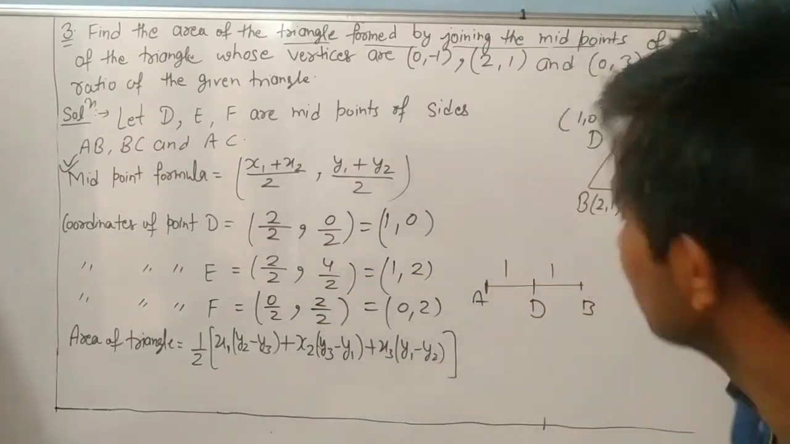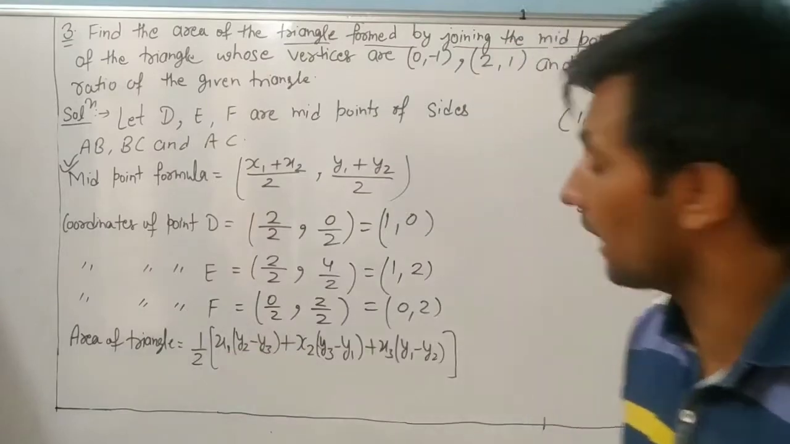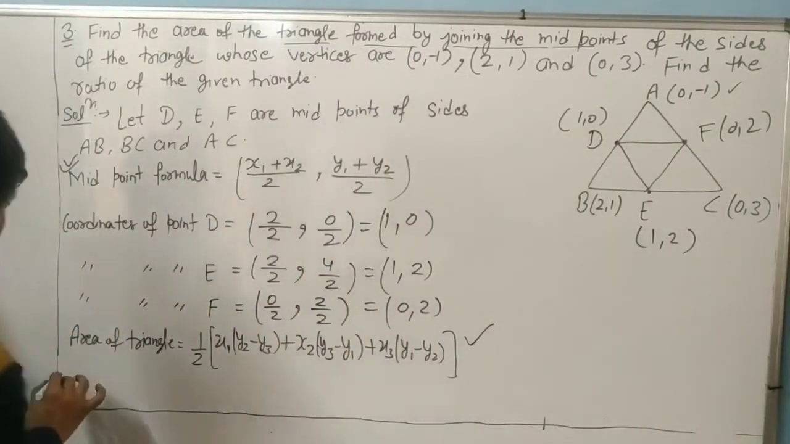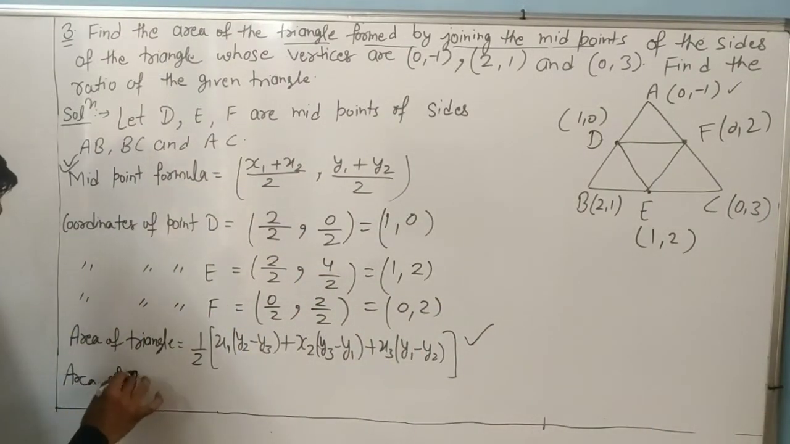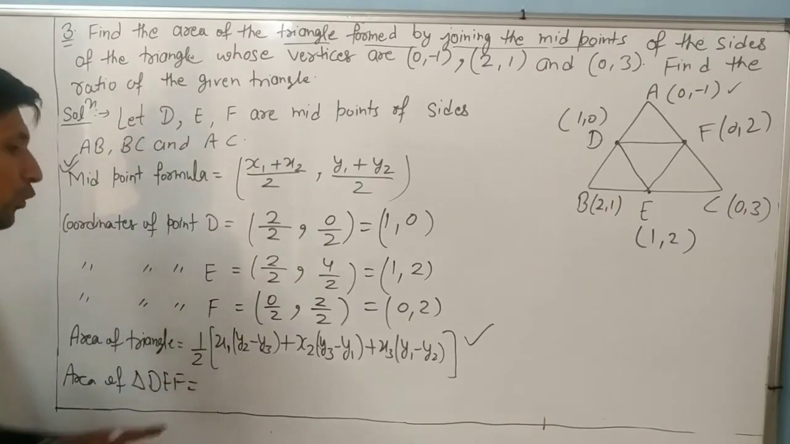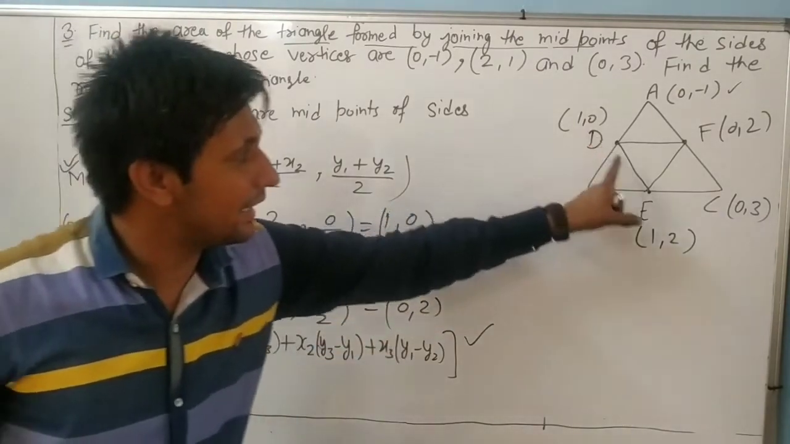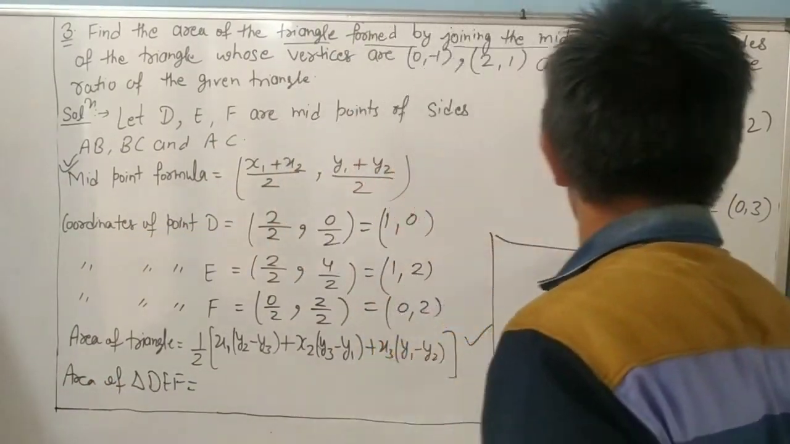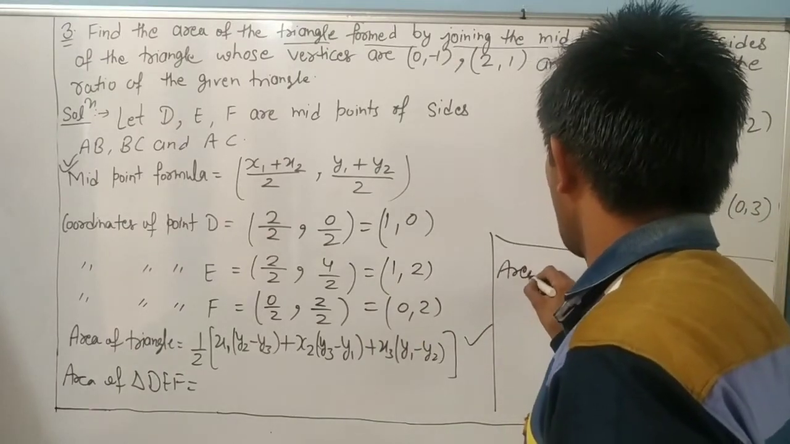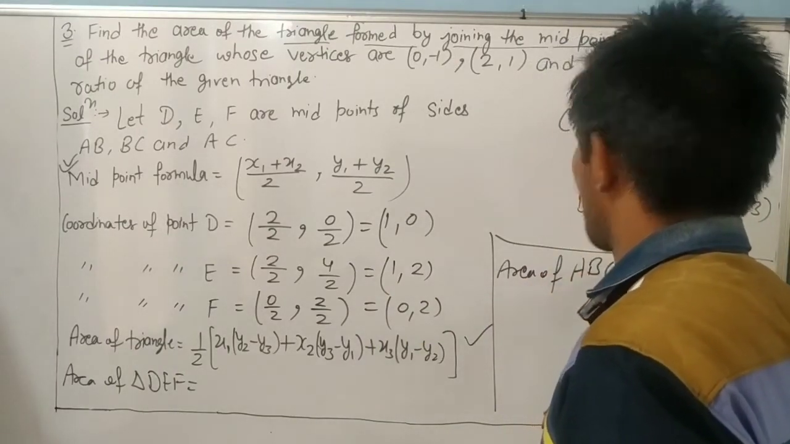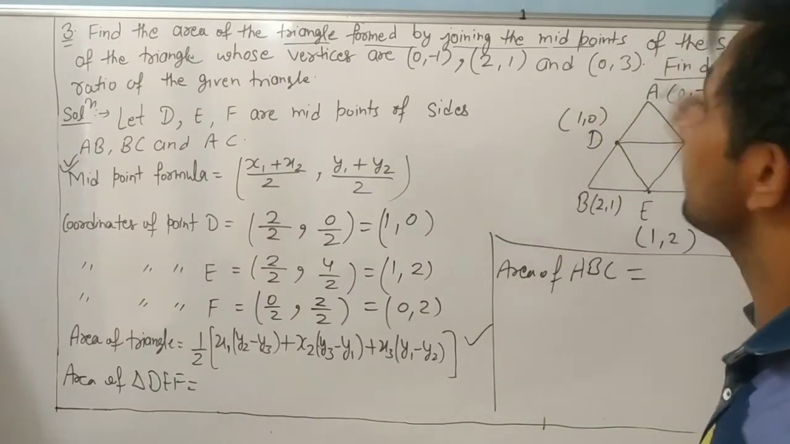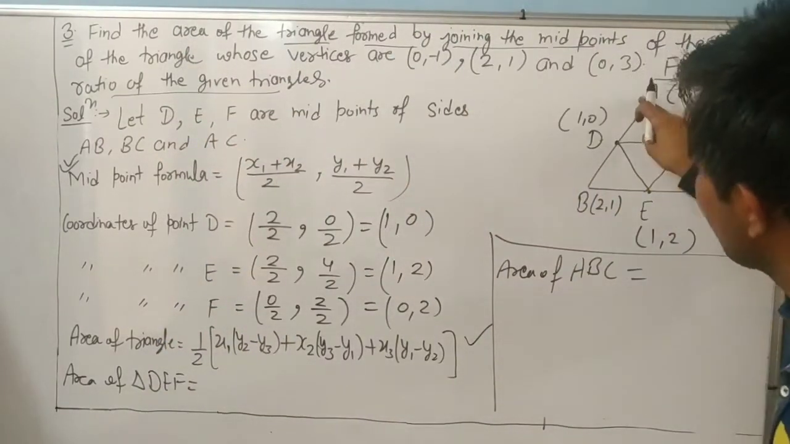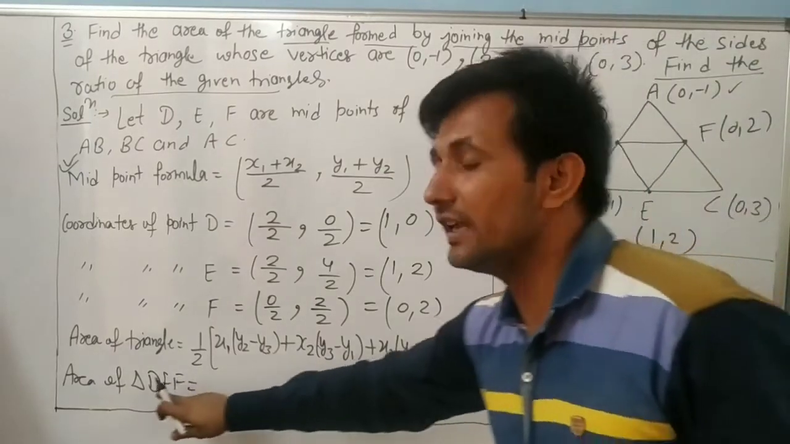Next, we have to find the area. It is the area of triangle formula, so we will write the area of triangle DEF. Can you find it yourself using this formula? First we will find the area of DEF, and also find the area of ABC. Why? Because in the last question, we find the ratio of the given triangles, two triangles: one is ABC, next is DEF.